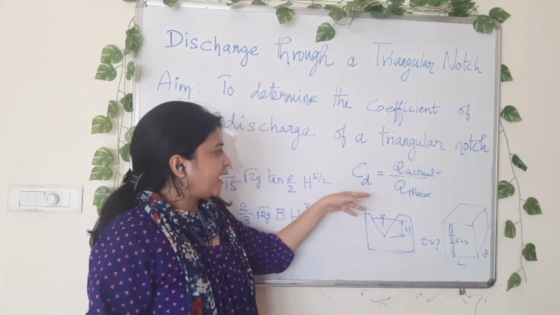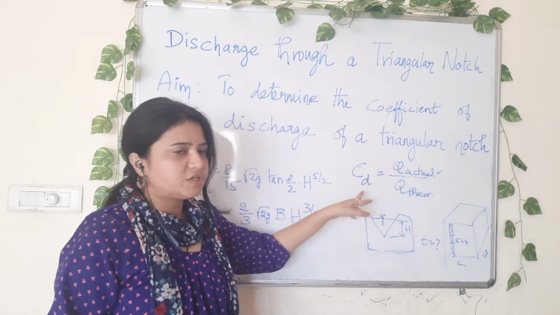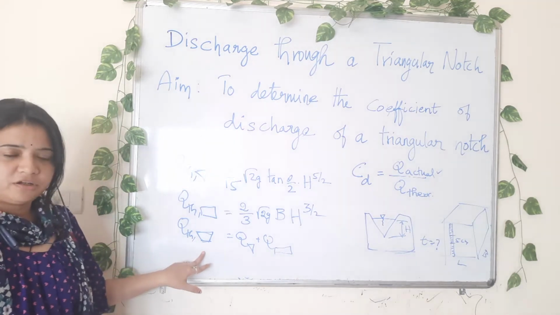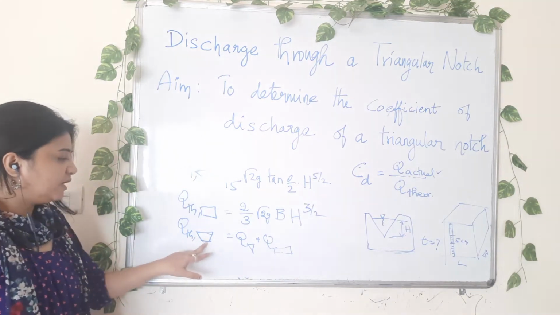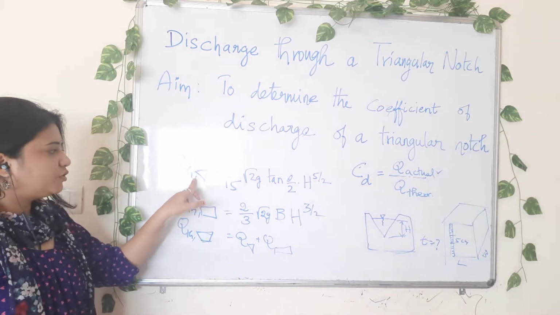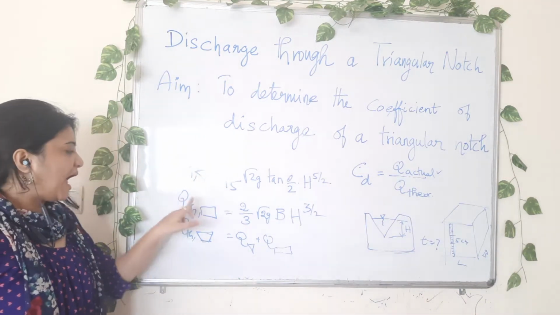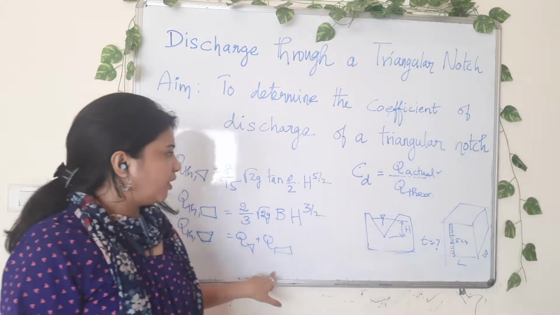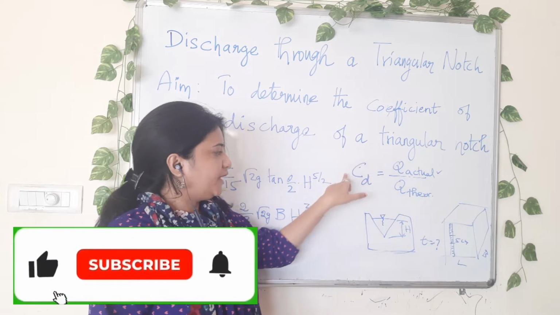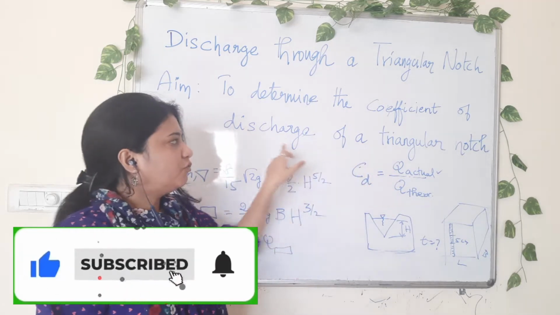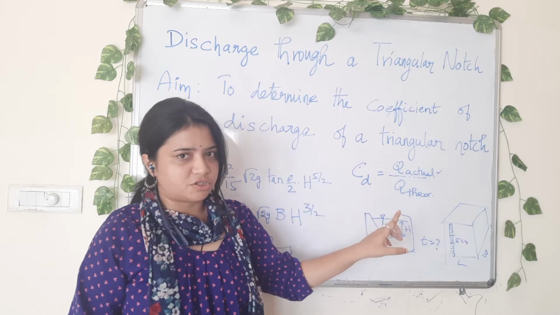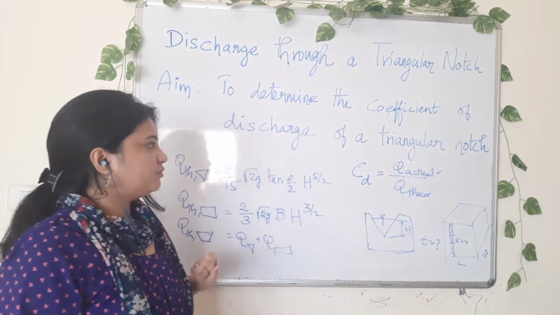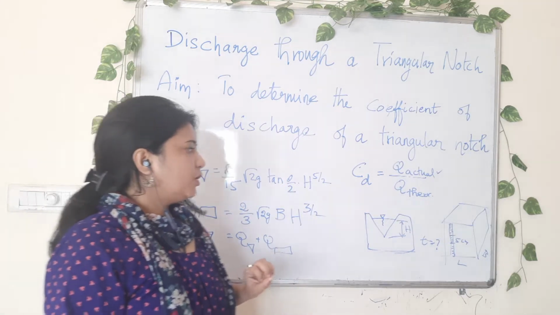So, we can very easily find out the coefficient of discharge for different notches. When it comes to the trapezoidal notch, the theoretical discharge is the summation of the theoretical discharge of a triangular notch and the theoretical discharge of a rectangular notch. So that also can be found out. In this way, we can very conveniently get the coefficient of discharge for all the different types of notches.